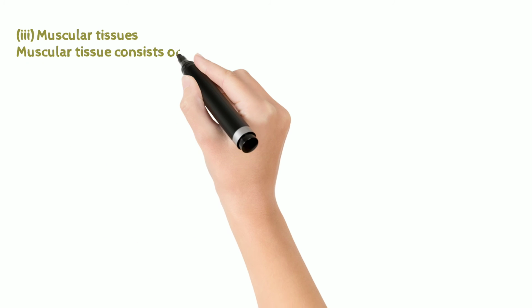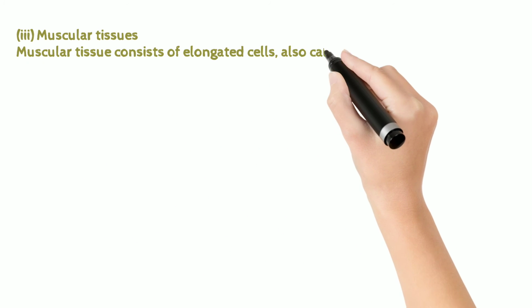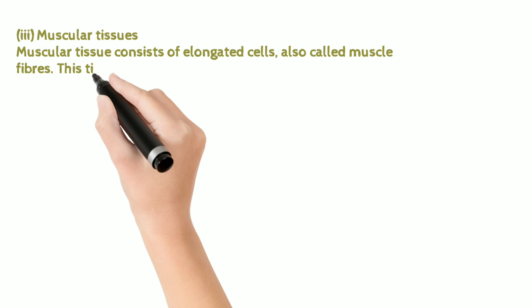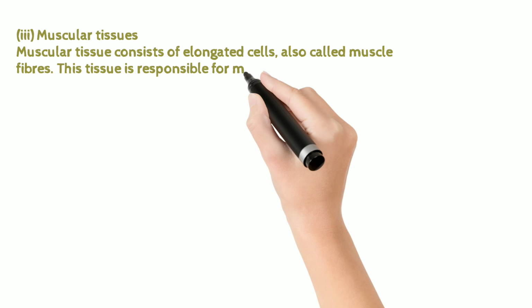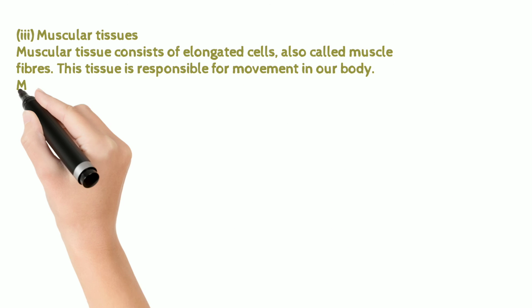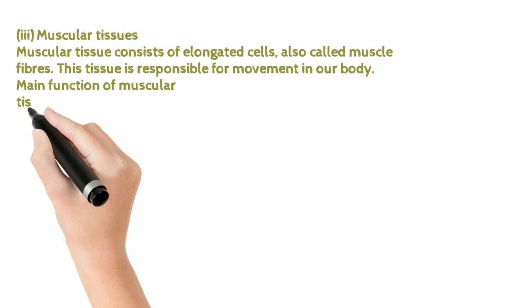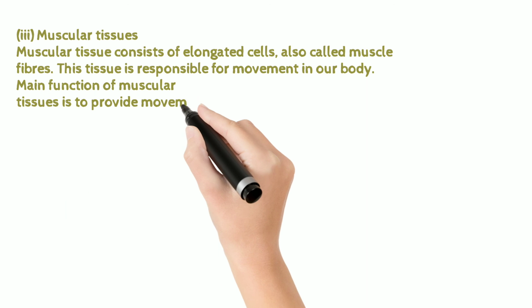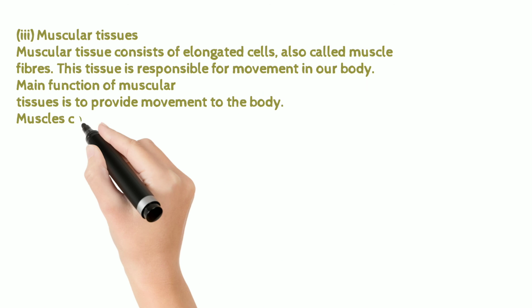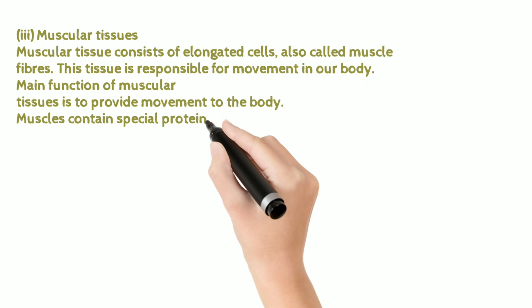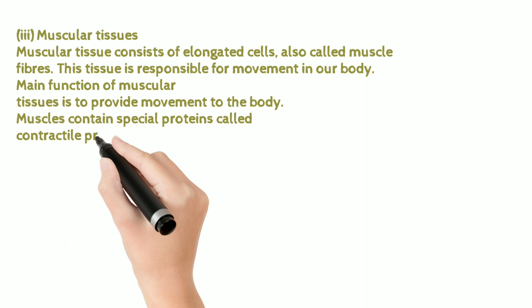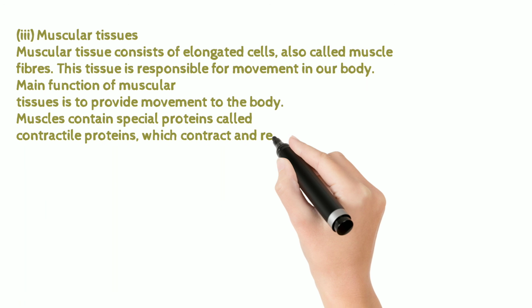Muscular tissues. Muscular tissue consists of elongated cells, also called muscle fibers. This tissue is responsible for movement in our body. The main function of muscular tissues is to provide movement to the body. Muscles contain special proteins called contractile proteins, which contract and relax to cause movement.